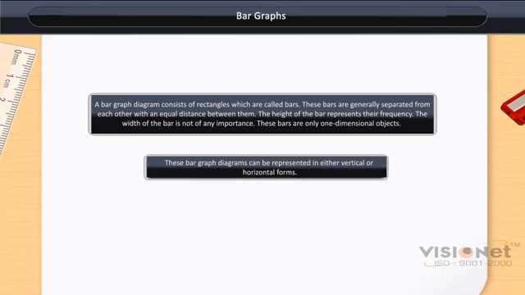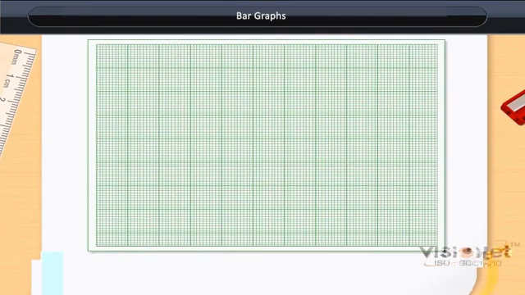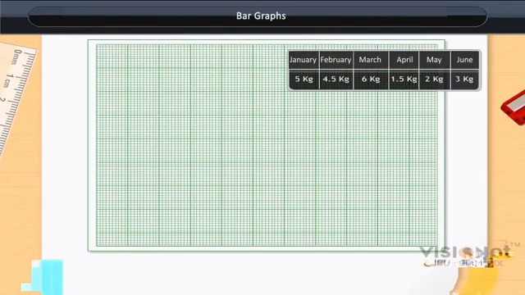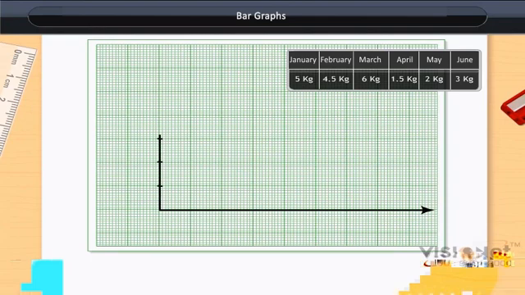These bar graph diagrams can be represented in either vertical or horizontal forms. Let us draw a bar graph representation of the data given here. Let's draw two lines on the graph sheet, one horizontal line and one vertical line, with a common meeting point known as vertex. For both the axes with equal distances, let us now mark the horizontal line as x-axis and the vertical line as y-axis on the graph sheet.